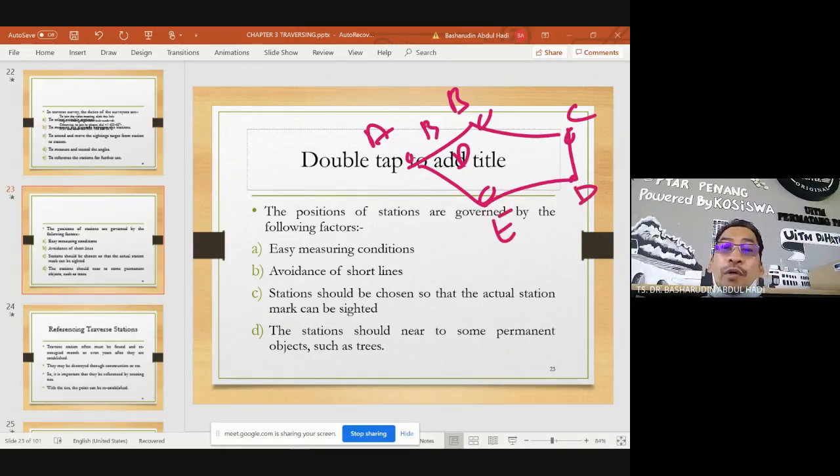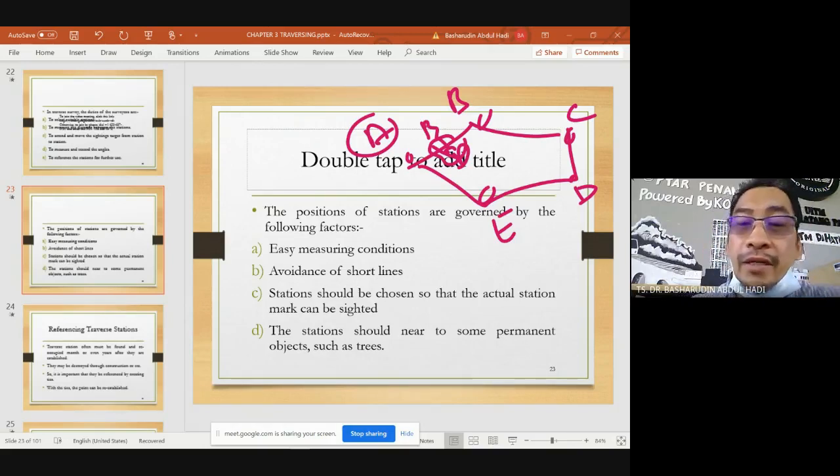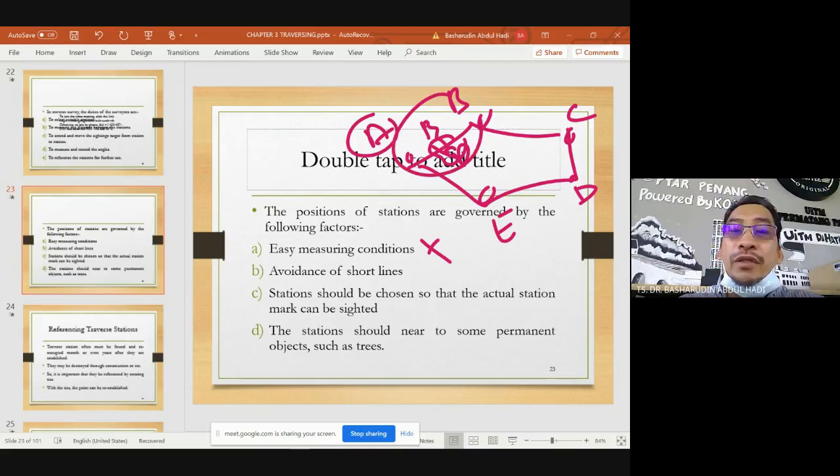So make sure of easy measuring conditions, which means that you choose station A so that it's not something like a big tree here giving an obstacle when you observe to point B. It means that you avoid these situations and make sure that you choose a station, for example E, where you can see D, you can see A, intervisible, right?